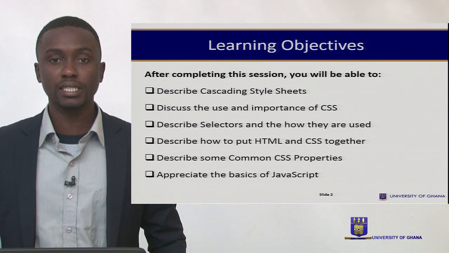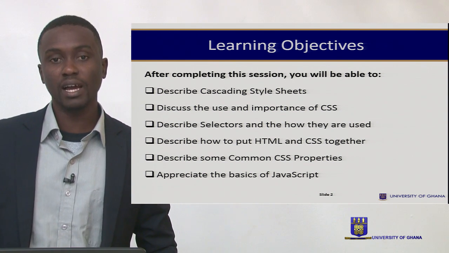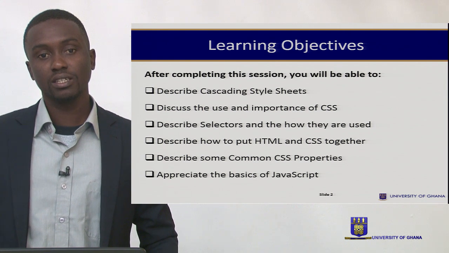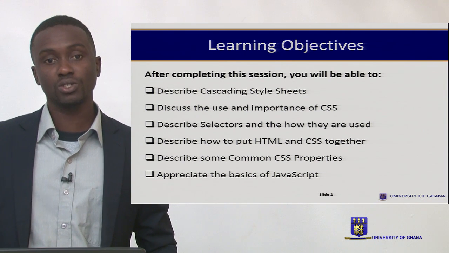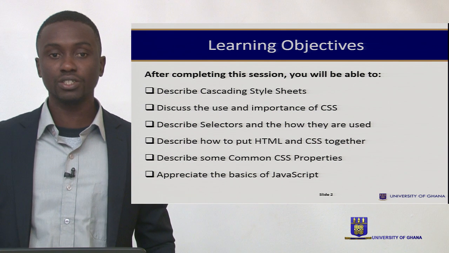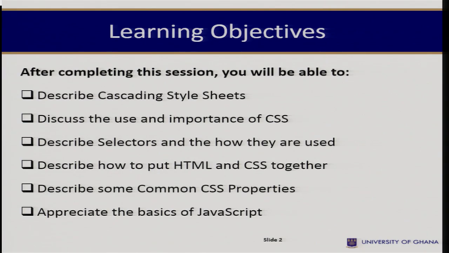After completing this session, you should be able to describe cascading style sheets, discuss the use and importance of CSS, describe selectors and how they are used, describe how to put HTML and CSS together, describe some common CSS properties, and then we appreciate the basics of JavaScript, which is a scripting language as we mentioned in our previous slides.